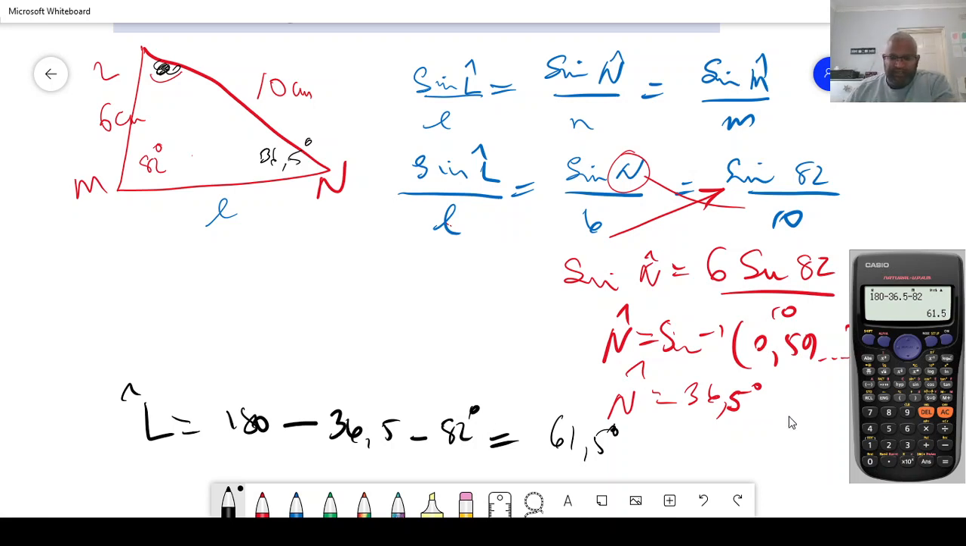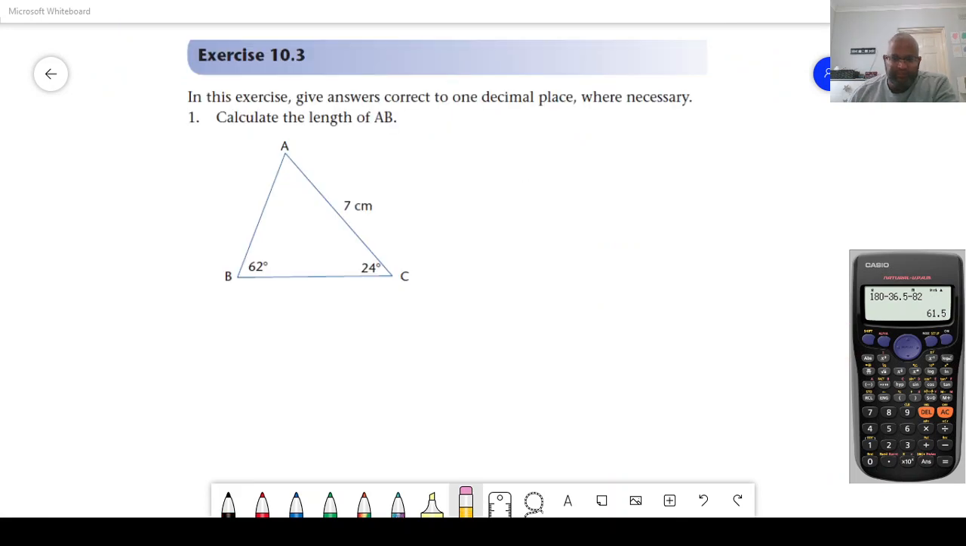Now we will be looking at a couple of examples with regards to exercise 10.3, which is on page 343. We are told that in this exercise, give answers correct to one decimal place where necessary. This question says, calculate the length of AB. Now AB is also lowercase c if you want.